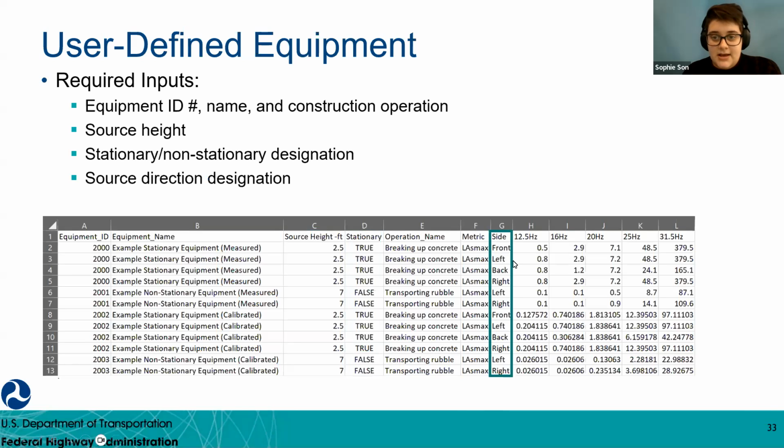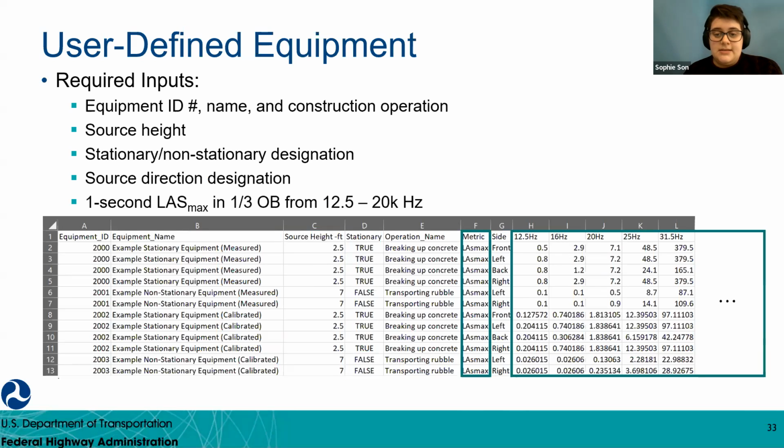Again, we have front, left, back, and right sides for stationary equipment, and just a left and right side for non-stationary equipment. And the data input here are measured in the LAS max metric. I want to stress that these third octave bands here are energy data. They are not noise levels, they are energy. That is what TNM uses in its source database. It performs the conversion to level in the code. So please input energy here.